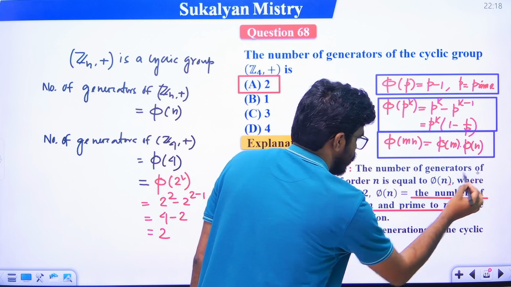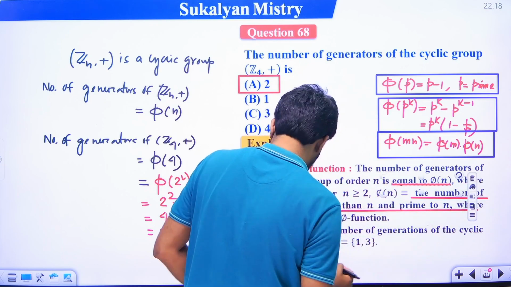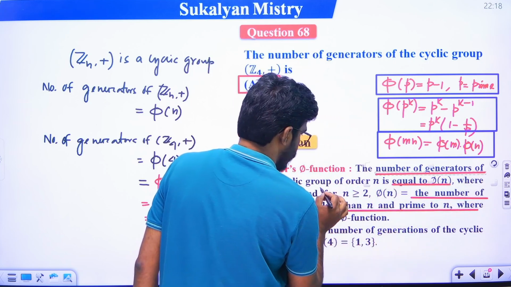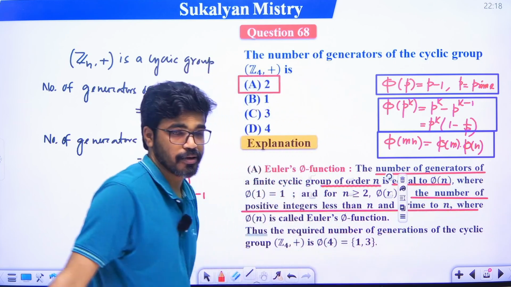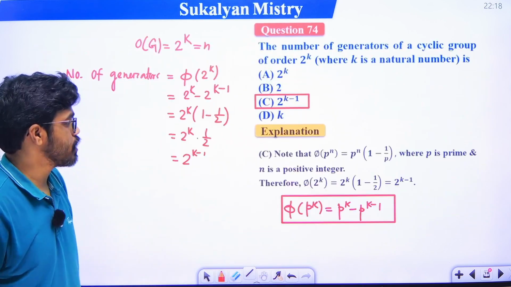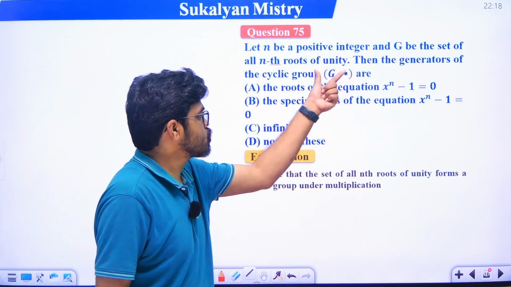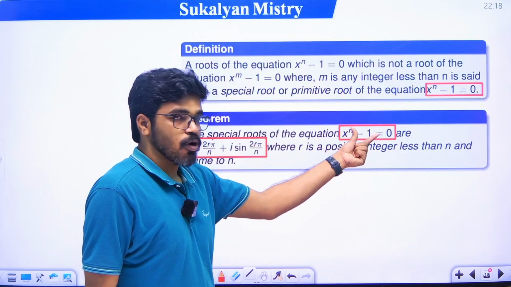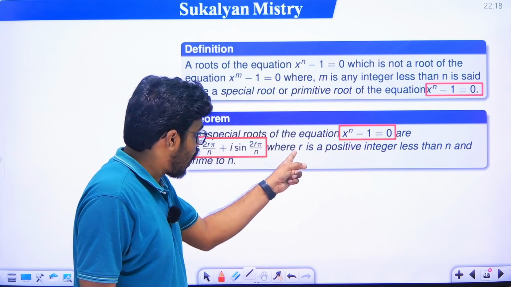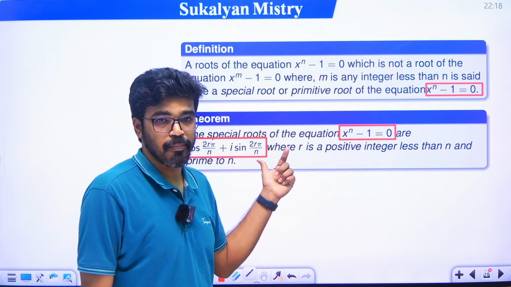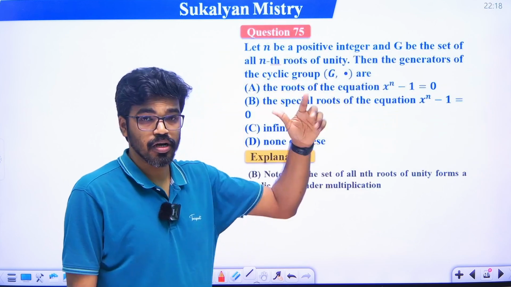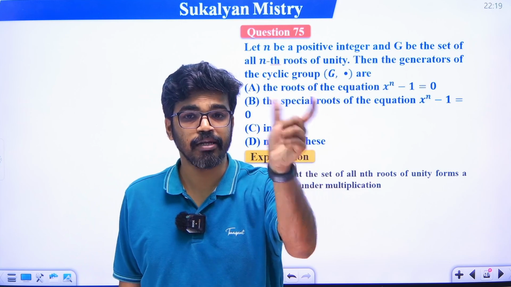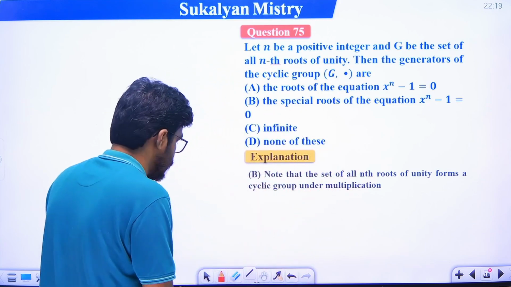The number of generators of a cyclic group of order n is phi n. Just apply this concept. We have to find the number of generators of a cyclic group. That is, the special roots of this equation are of the form given, where r is a positive integer less than n and prime to n. That means, did you understand the concept? The number of generators is the number of positive integers less than n and prime to n, right? So option B is the correct answer.